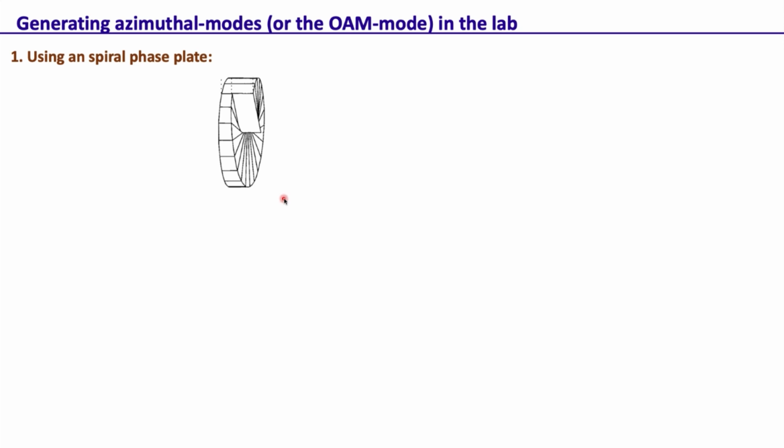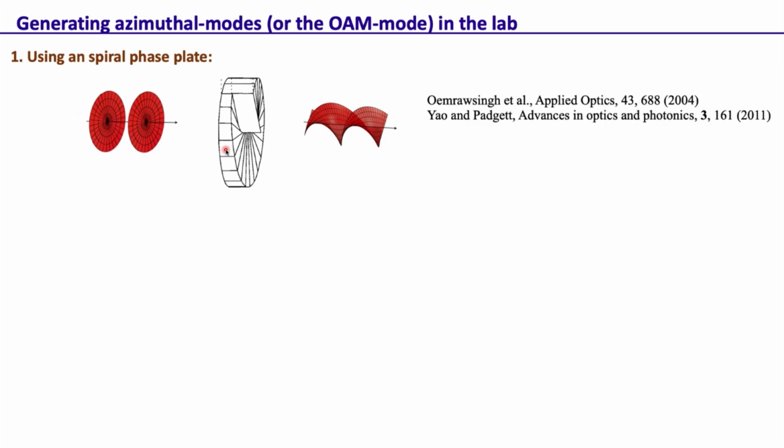One method is using what's called a spiral phase plate. This is just a glass plate, but its thickness varies as we go in phi. For such a plate, if we send, let's say, an l equal to 0 beam through it, it gets a spiral phase, just like this one was for l equal to 2, and that's why it's called a spiral phase plate. The moment it changes the phase to this, it generates the orbital angular momentum mode, and that's the reference where it is discussed.